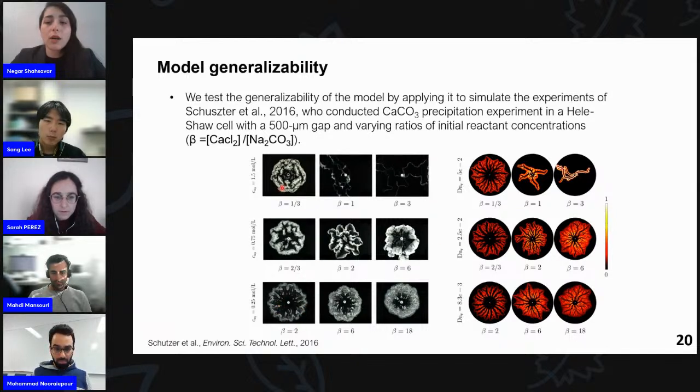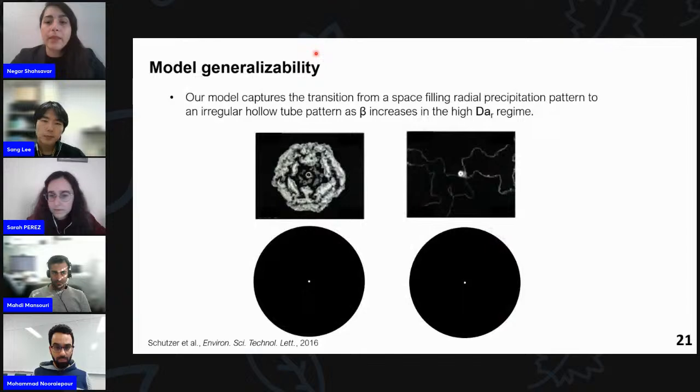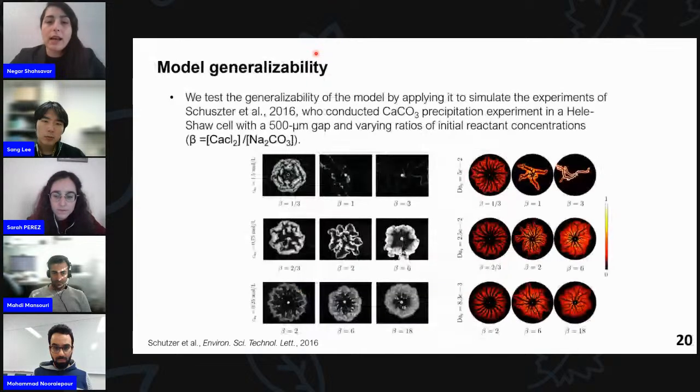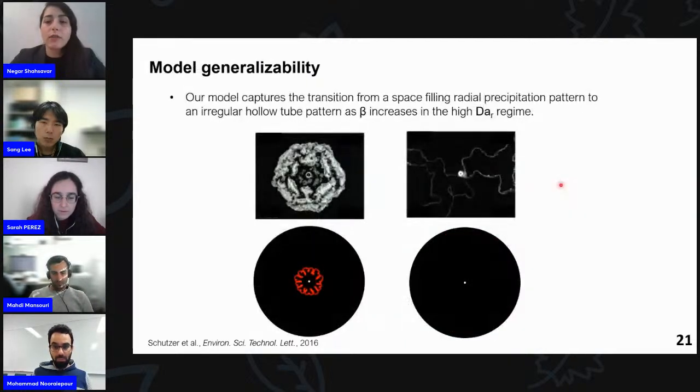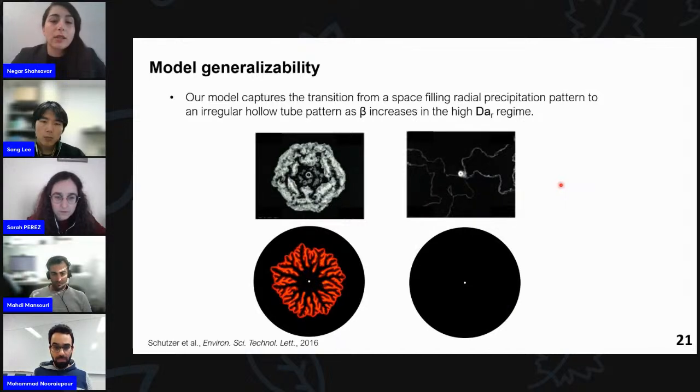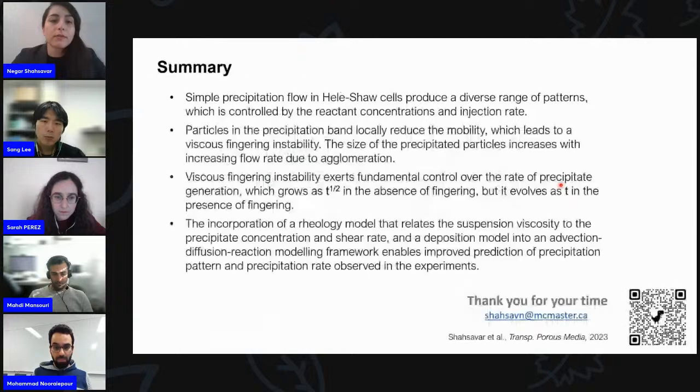From bottom to top, they increased the initial concentration, and from left to right, they increased the ratio of initial concentration, or beta, which is the ratio of the initial concentration of calcium chloride and sodium carbonate. And amazingly, we can see that our model can capture the variety of the precipitation patterns that goes from surface filling to hollow tubes. And this is the movie of transition from surface filling patterns to hollow tubes as we increase beta in high Damköhler number regime.